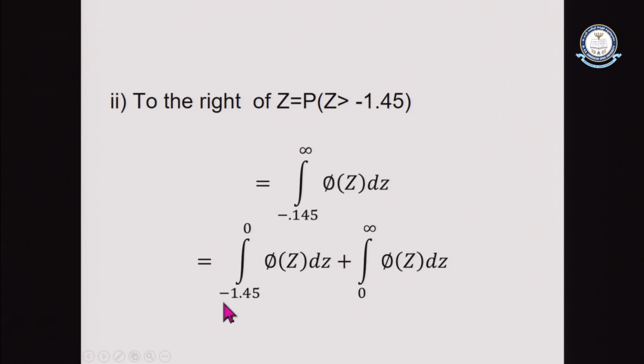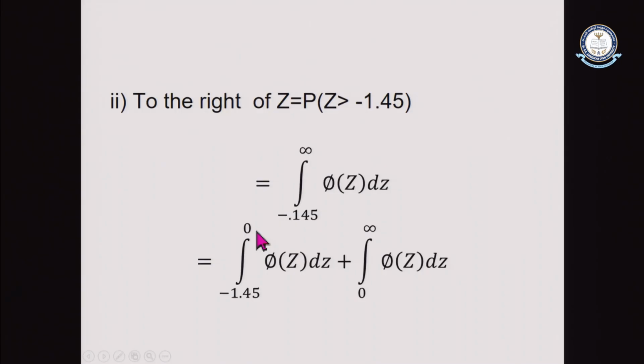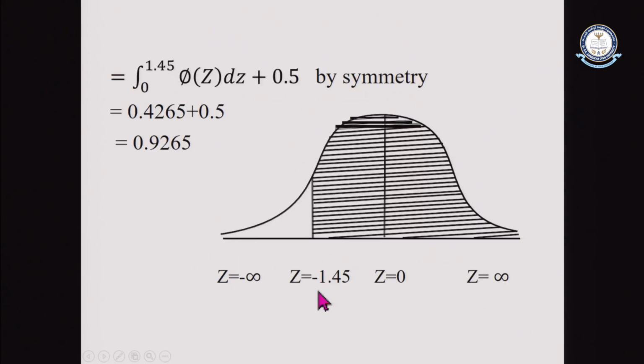First I can split into two limits here. According to the Riemann integral property, we can split into any number of parts. So two continuous limits we can consider. In that case, minus 1.45 to 0 is the first limit, plus 0 to the remaining, phi of Z. We know that 0 to infinity is 0.5. Then you can check this.